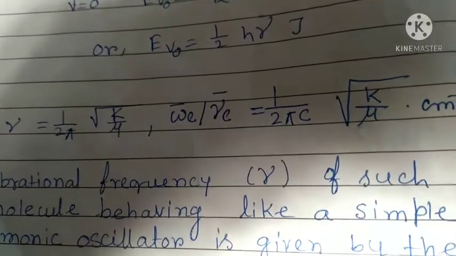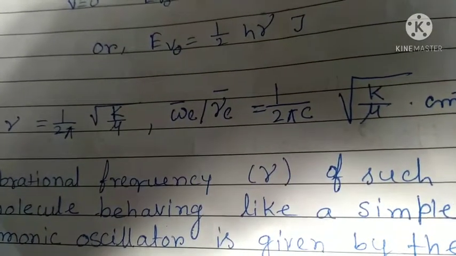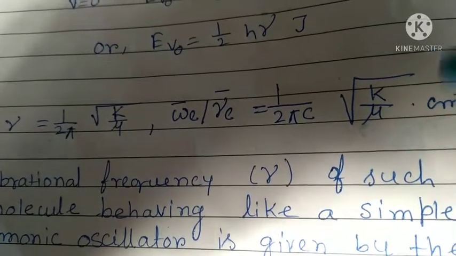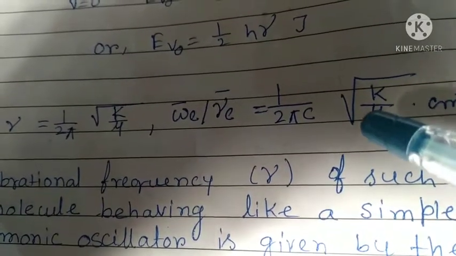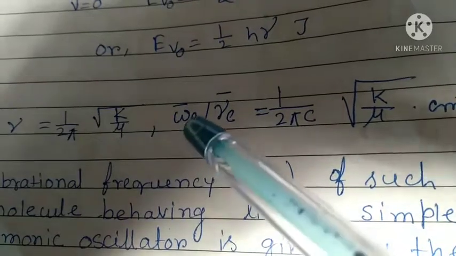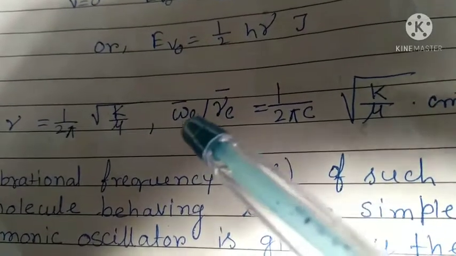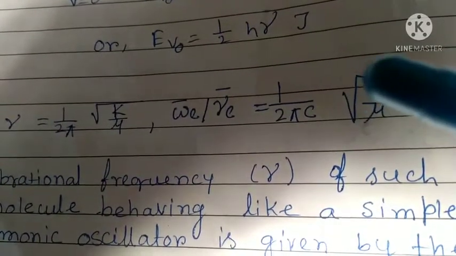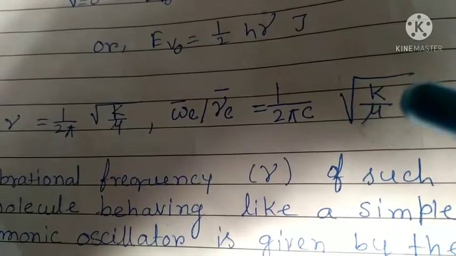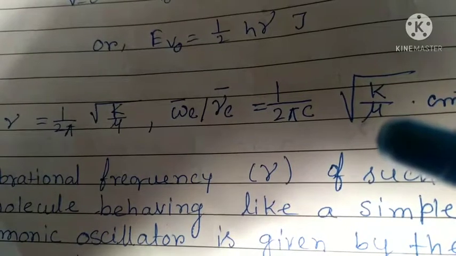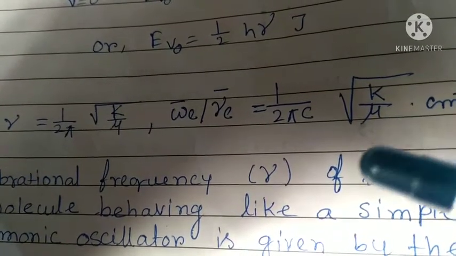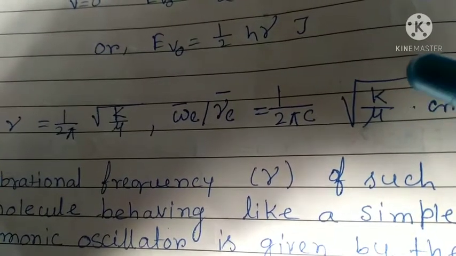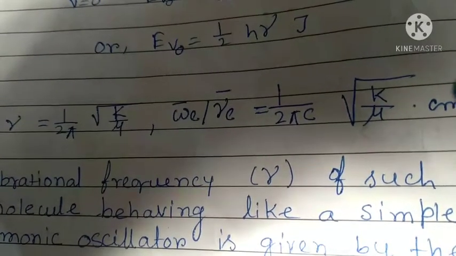in centimeter inverse. So k is the force constant we already discussed, and mu is the reduced mass of that particular molecule. So if the reduced mass is higher, nu e bar or omega e bar is lower, meaning you need less energy to stretch or compress that bond, or to make any changes in the bond. Or if k is higher, meaning the force constant is higher, the bond is stronger, so you need more energy.